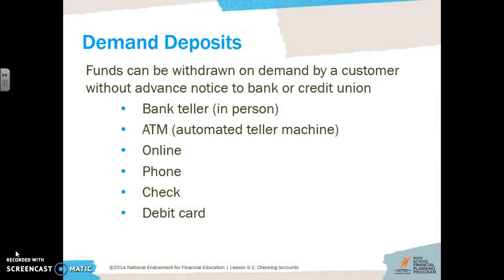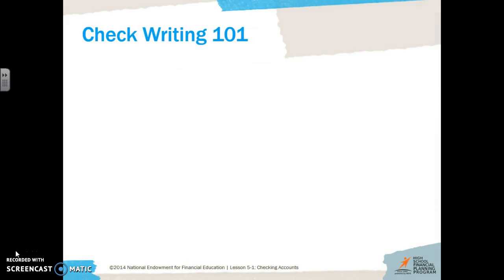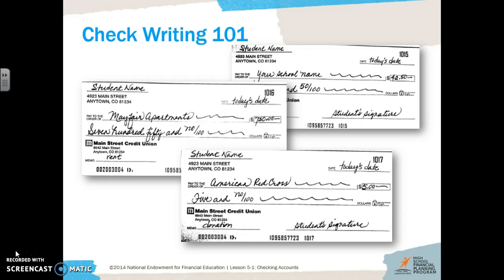Then we looked at different types of deposits, or money that can go into your bank account. You can take out or put in money through a bank teller in person, or an ATM, which are those machines that you see all around. You can put money in and take money out online, over the phone, by writing a check, or by using a debit card. We looked at how to write a check, all the different items that you need on a check. And then I gave you some examples of checks and how they are written.